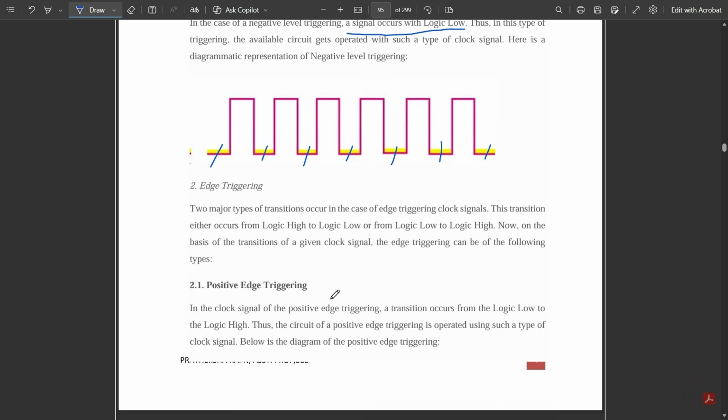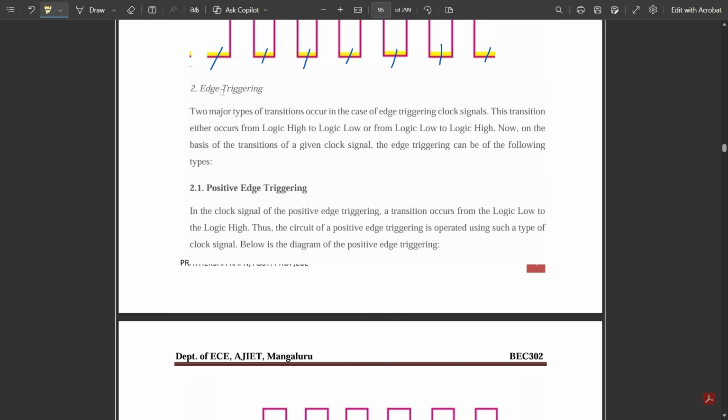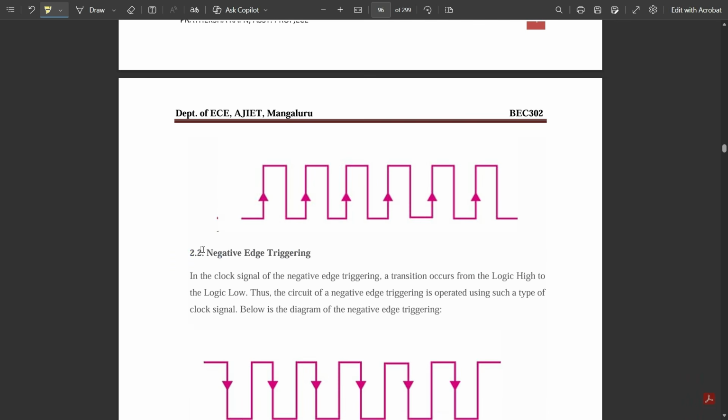Now one more kind is edge triggering. This is also very important. There are two major types of transitions which occur in the case of edge triggering in clock signals. The transition occurs either from logic high to logic low or from logic low to logic high. With respect to that, we again have two types: positive edge triggering and negative edge triggering.